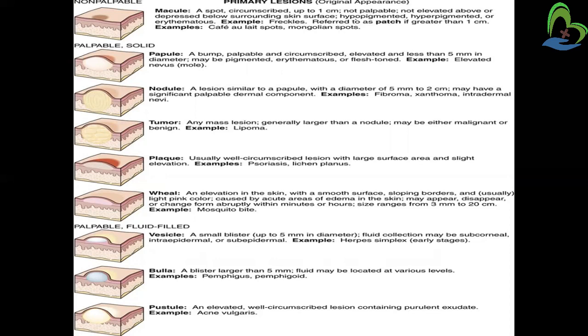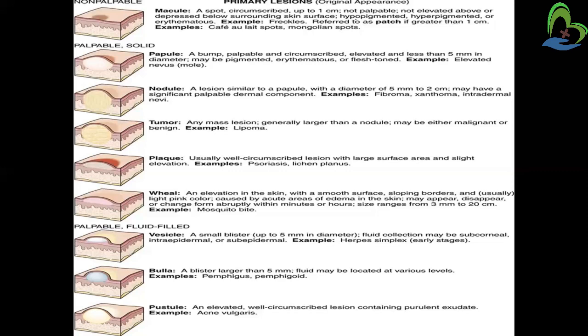The next one is nodule. Examples of nodules are fibroma and intradermal nevus. The next one is tumor, for example lipoma. The patient who is suffering with cancer will develop a tumor. The next one is plaque. The patient who is suffering with psoriasis or lichen planus will develop plaques.